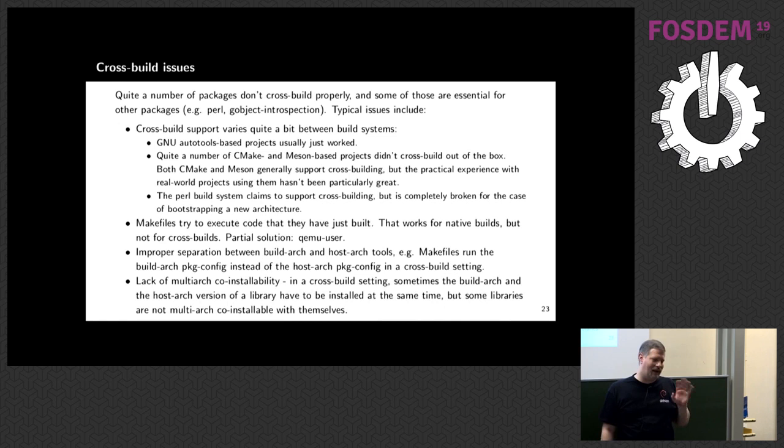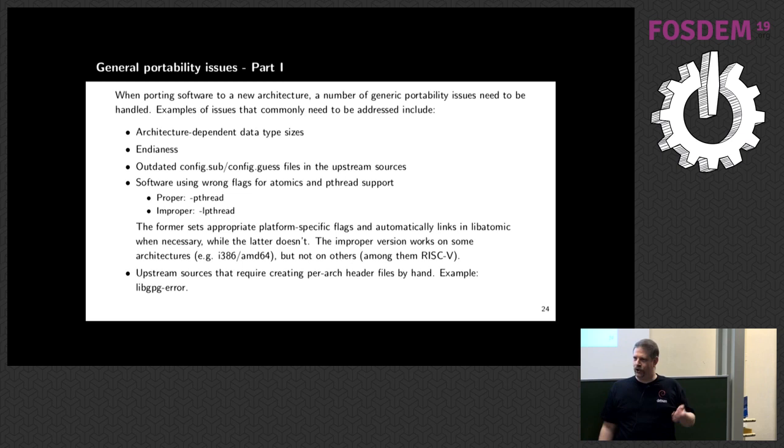Then there's, of course, general portability stuff. Data type sizes are architecture dependent. How long is an int? Is an int 16 bits, 32 bits, 64 bits? That changes from architecture to architecture. There's endianness, so the way numbers are represented in memory. A very common occurrence is that upstream ships outdated config.sub and config.guess autoconf files. The FSF recommends that autoconf users should always regenerate config.sub and config.guess from current upstream so that new architectures automatically get supported. But many upstream authors just put the versions they used when building the release tarball, which are old and don't know about RISC-V, so we had to replace those.